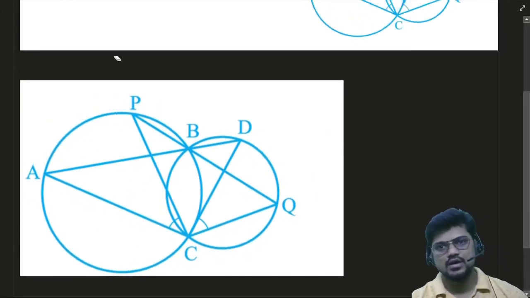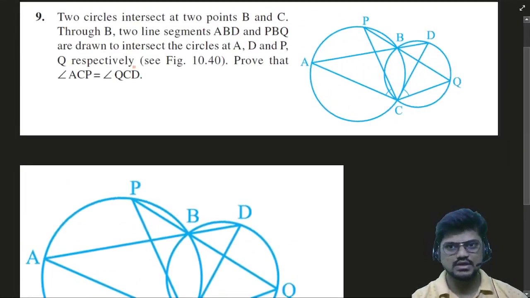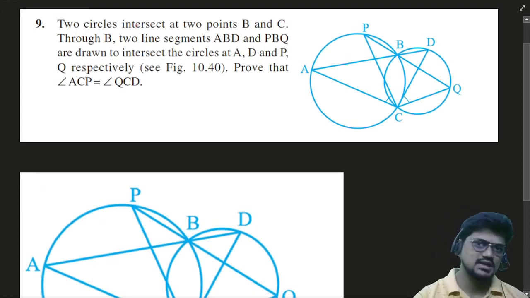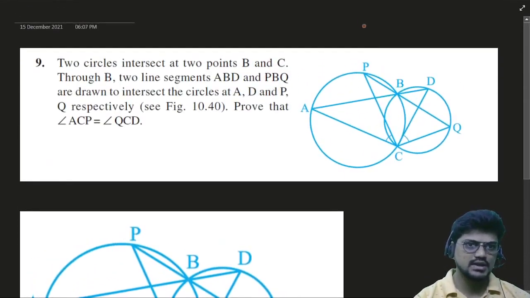Okay. Now see over here what they have given. First I'll explain. Two circles intersect at points B and C. There are two circles which they have given, intersecting at B and C. Through B, two line segments ABD and PBQ are drawn. That means through B, they have drawn two lines like this. One is ABD and the other one is PBQ.